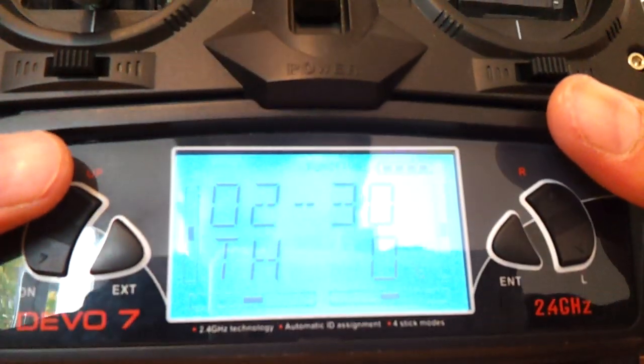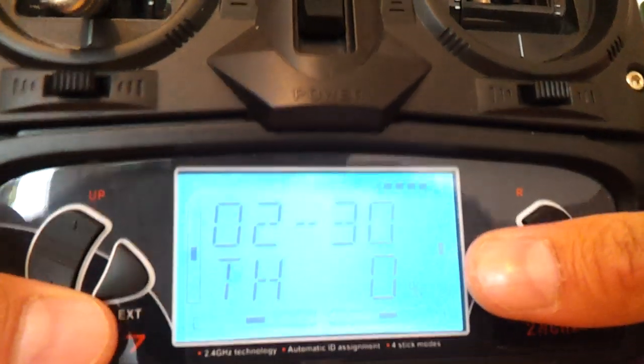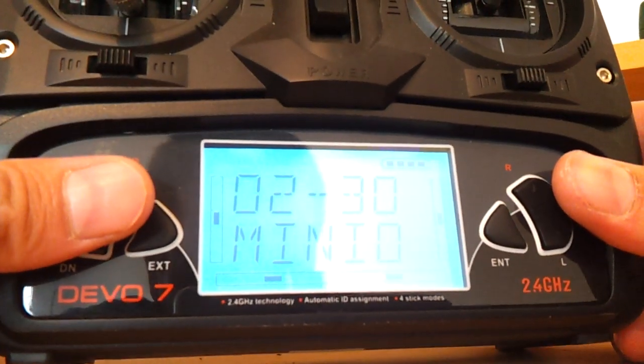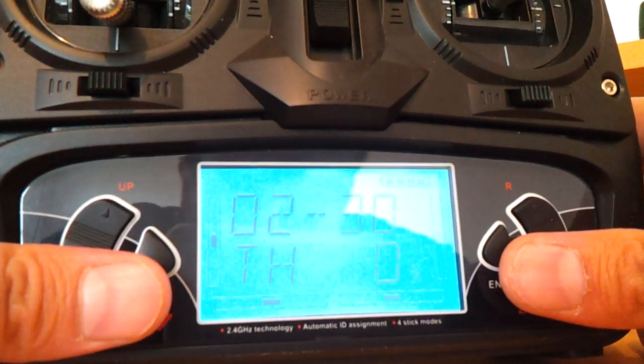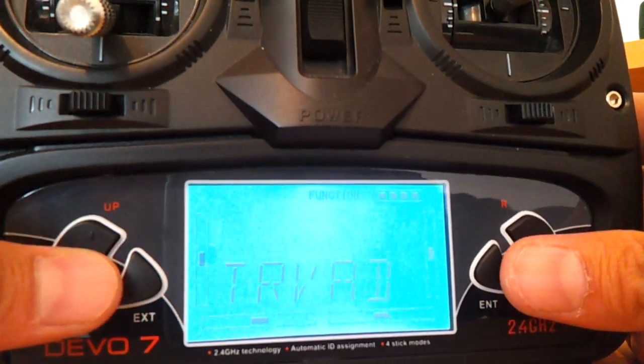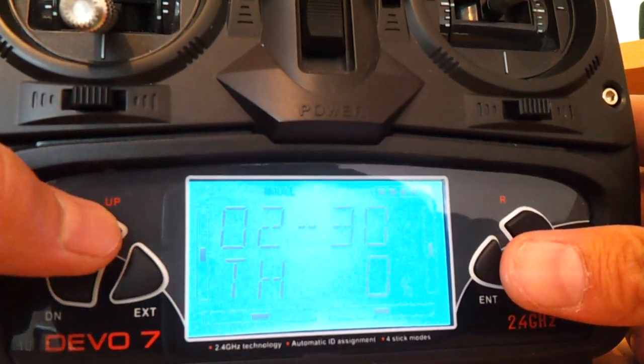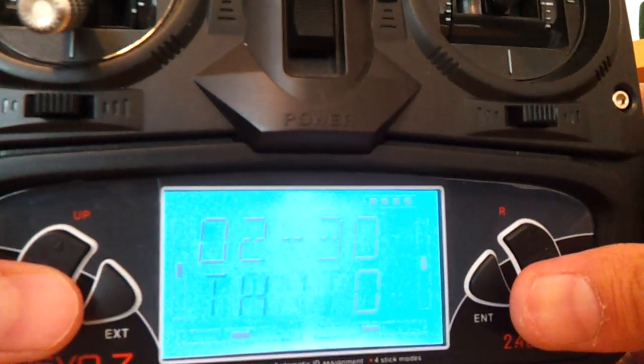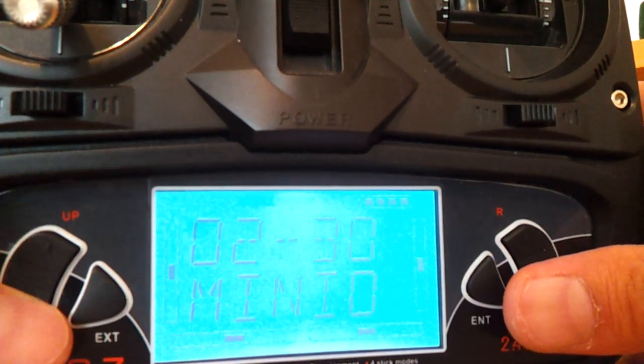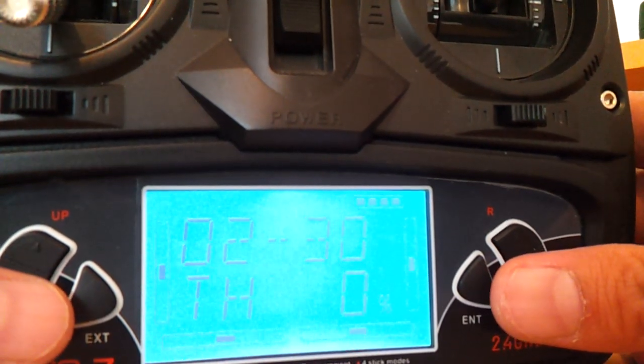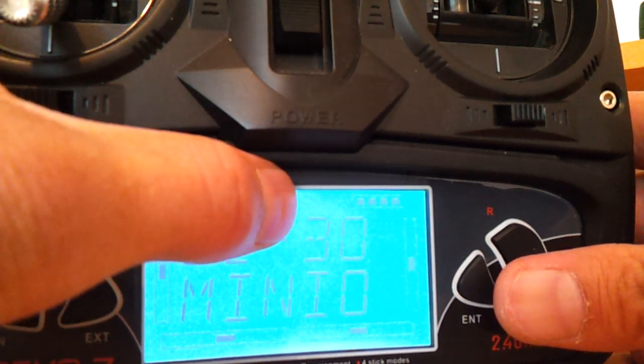Hi, welcome to part 2 of my Devo7 walkthrough. In part 1, I went through model and system, and for this part I will go through function, if you can see that blinking up there.